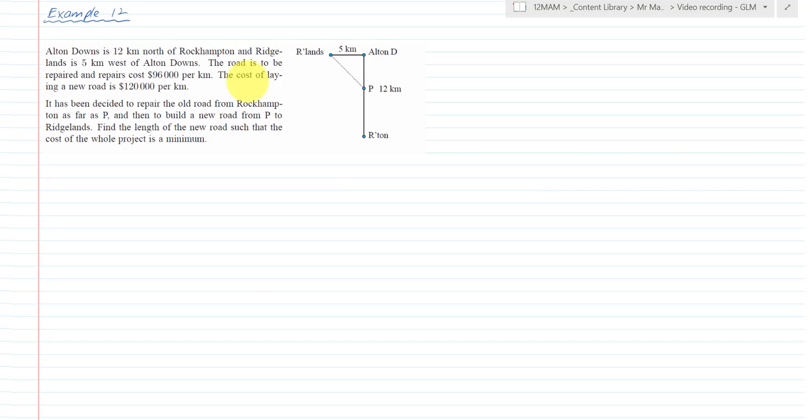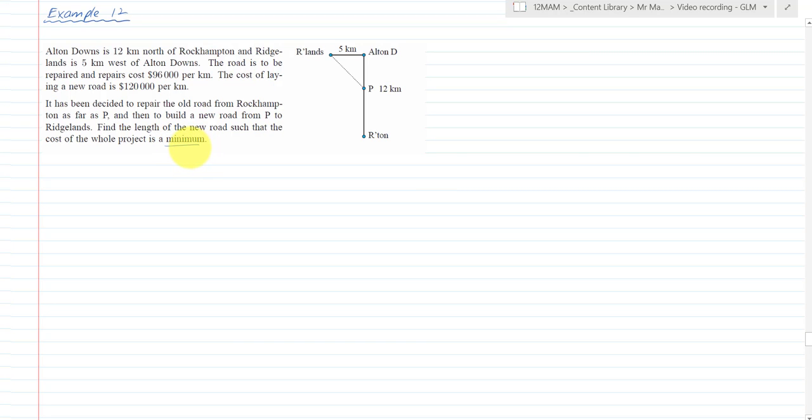So here's example 12. Alton Downs is 12 kilometres north of Rockhampton and Ridgelands is 5 kilometres west of Alton Downs. The road is to be repaired and repairs cost $96,000 per kilometre, my apologies. The cost of laying new roads is $120,000 per kilometre. It's been decided to repair the old road from Rockhampton to as far as P and then to build a new road from P to Ridgelands. Find the length of the new road such that the cost of the whole project is a minimum.